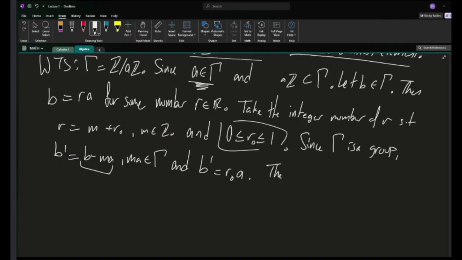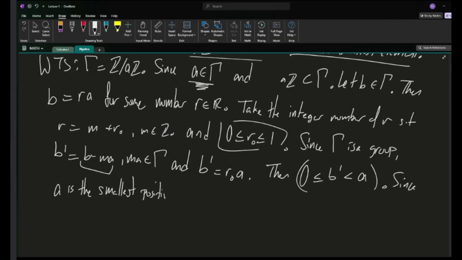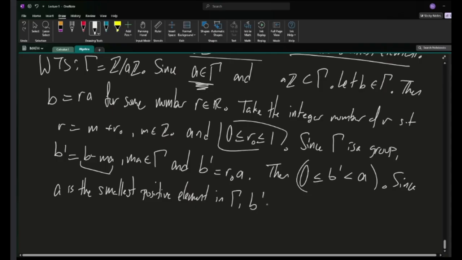So then we have the statement that B prime is between these two bounds. Since A is the smallest positive element in gamma, B prime must be 0.